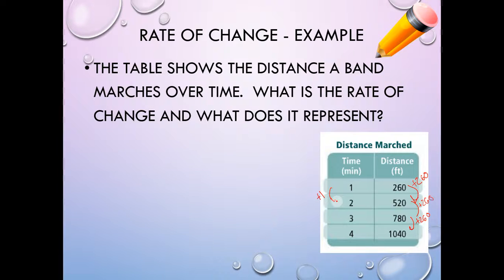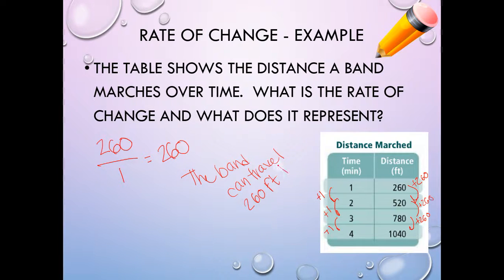Over here, my x values, it looks like I'm adding a 1 each time. So I was supposed to do change of y over change of x. Change of y is 260, and my change of x is 1. So I have 260. What does it represent? Now, 260, or the change in your y's, that's your distance, right? So distance over time. It looks like the band can travel 260 feet per minute.